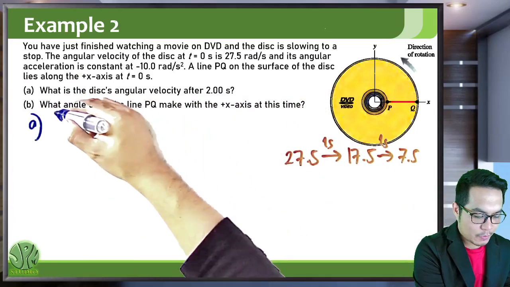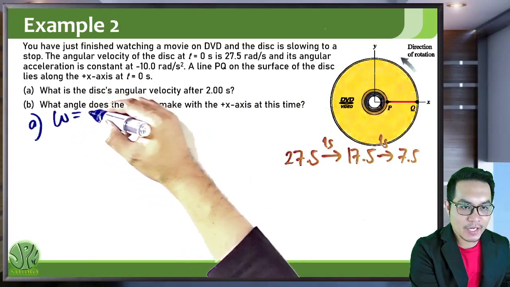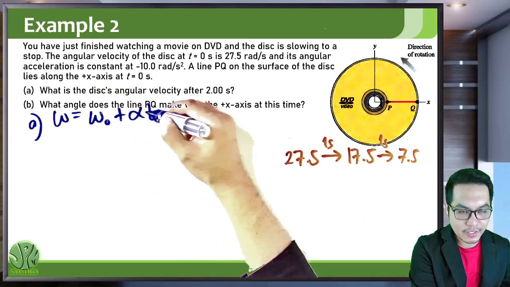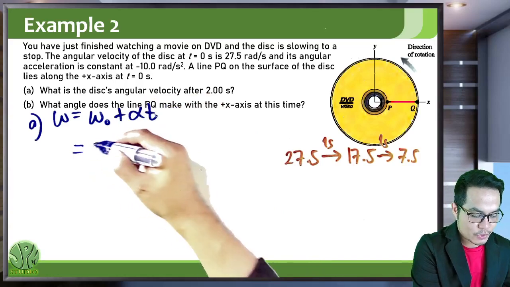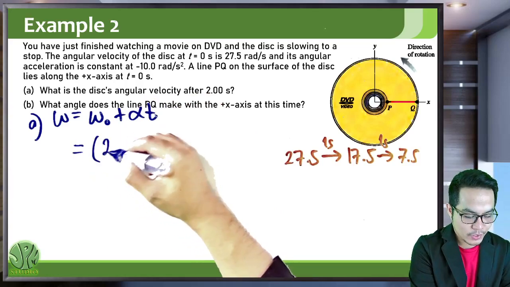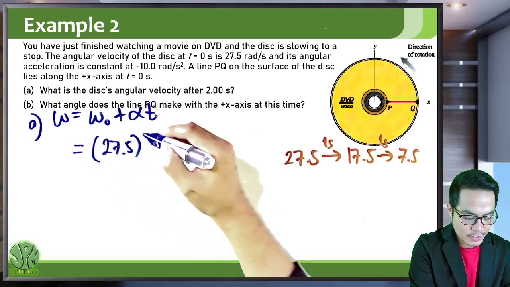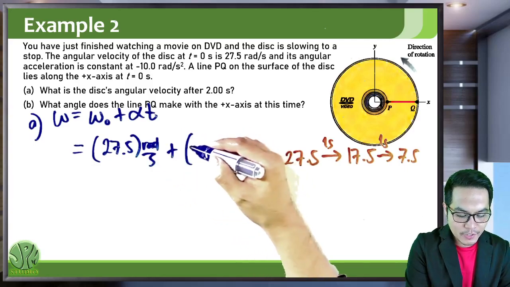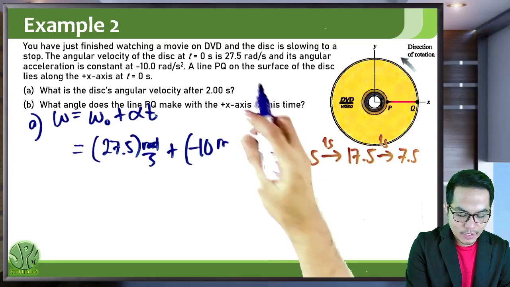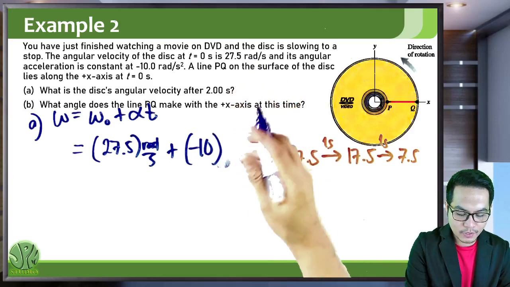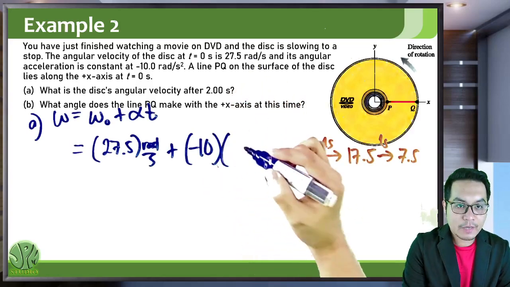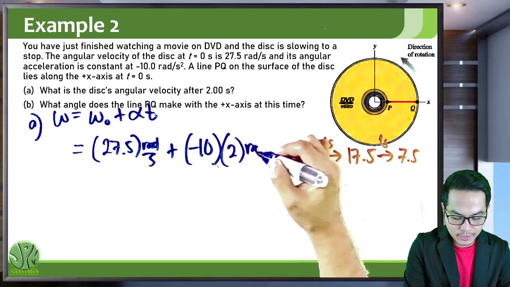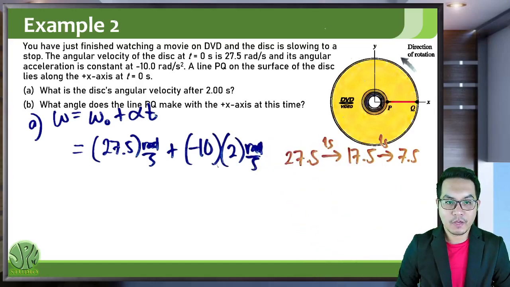So for letter A, we have omega, the final angular velocity, is equal to the initial plus the angular acceleration times time. You substitute these values, you will have 27.5 radians per second plus the angular acceleration, which is negative 10 radians per second squared. I'm no longer going to write the unit, times time, which is 2 seconds. So the final unit here is radians per second.